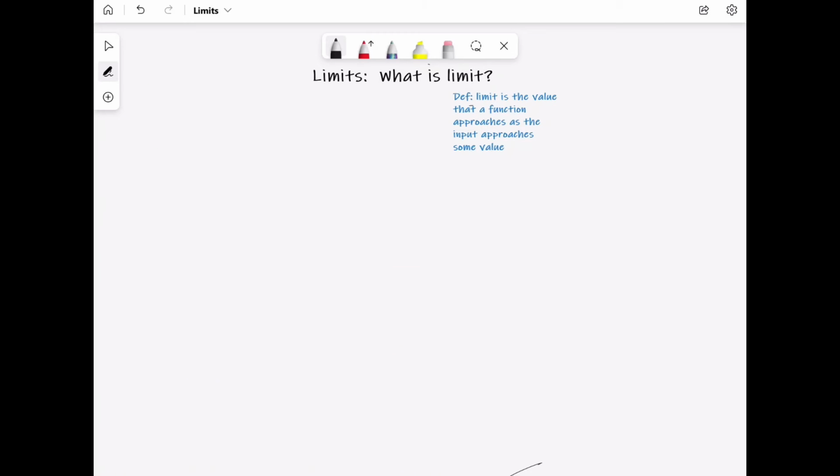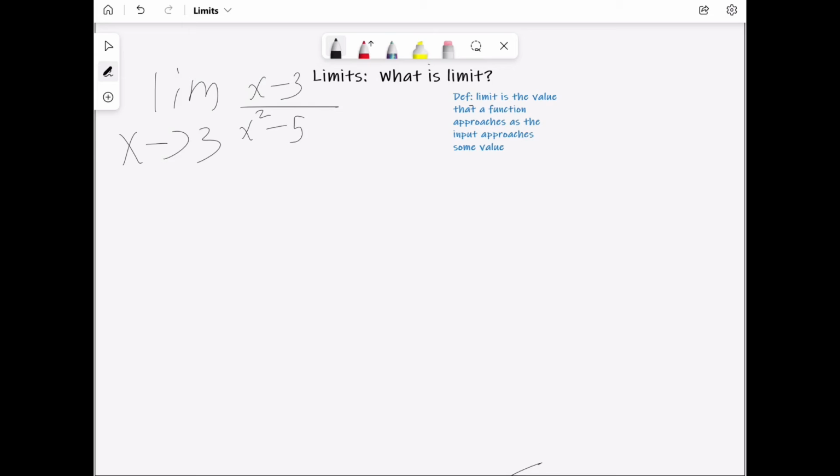Now let's say we have another one. The limit as x approaches 3 of the function x minus 3 over x squared minus 5x plus 6. Now let's sub it in again. 3 minus 3 over 9 minus 15 plus 6. 9 minus 15 plus 6, that's, oh wow, that's 0. 0 over 0.